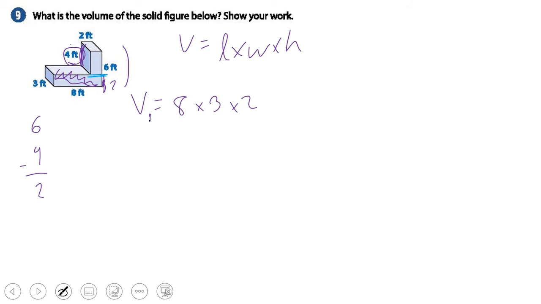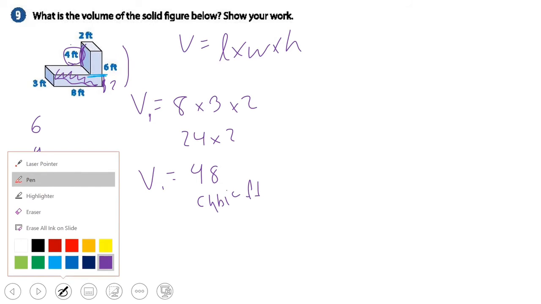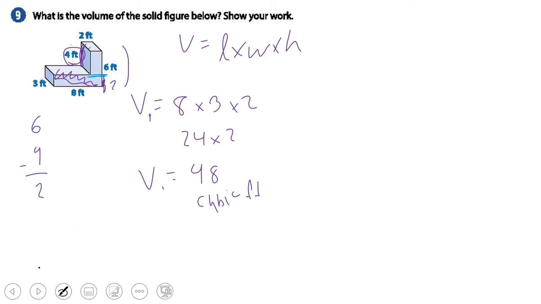Now, 8 times 3 is 24, and 24 times 2 is 48. So our volume for our first rectangular prism is 48 cubic feet. Okay, switching colors. We are now going for the green area. Okay, volume 2.